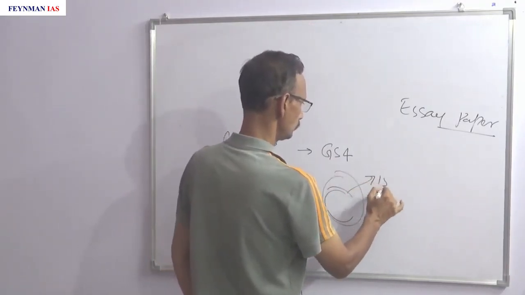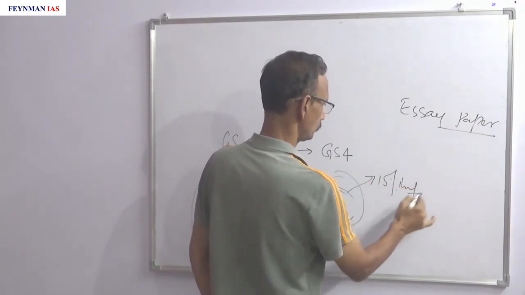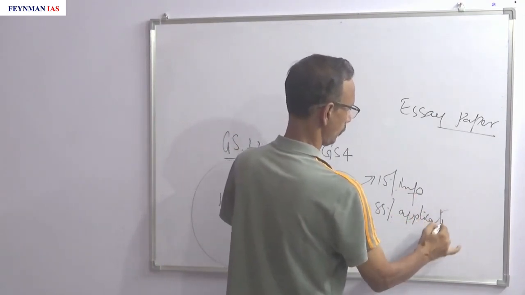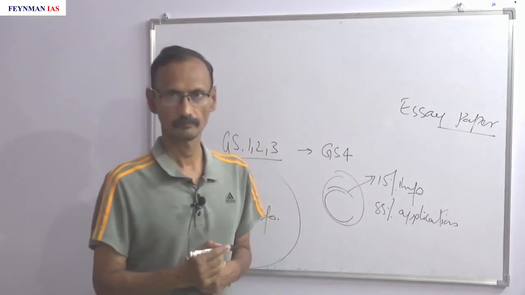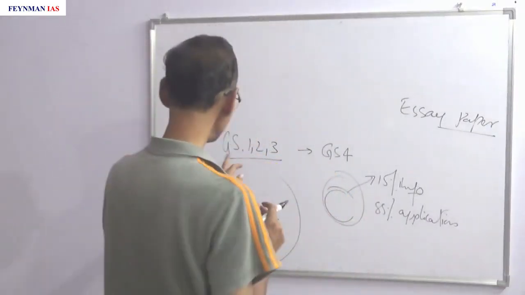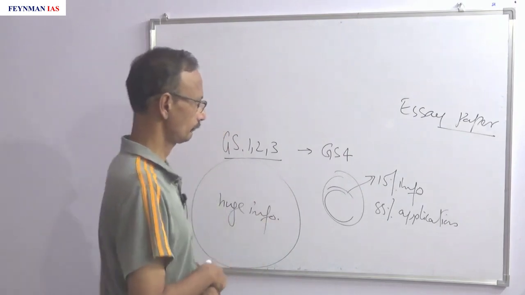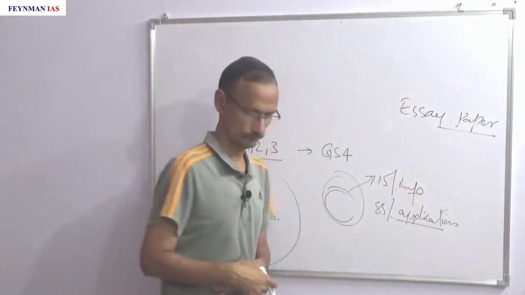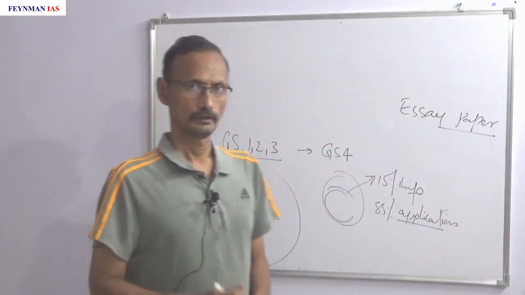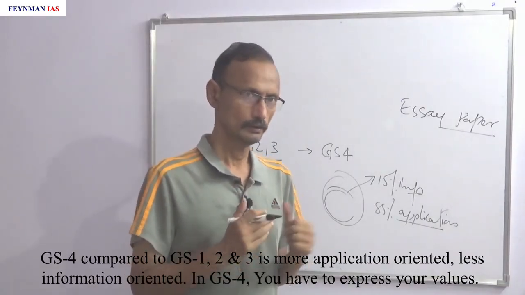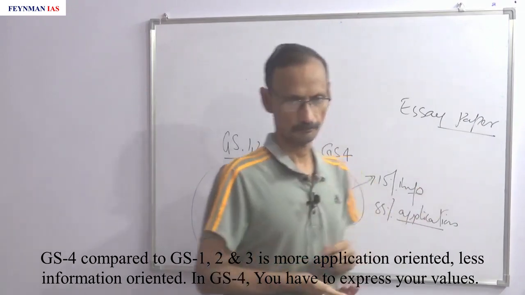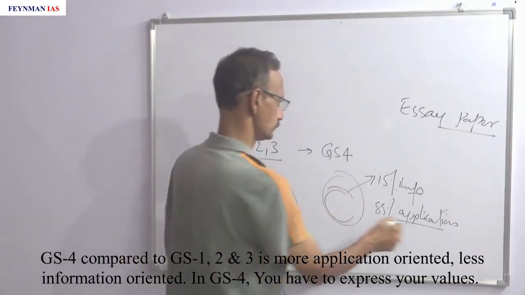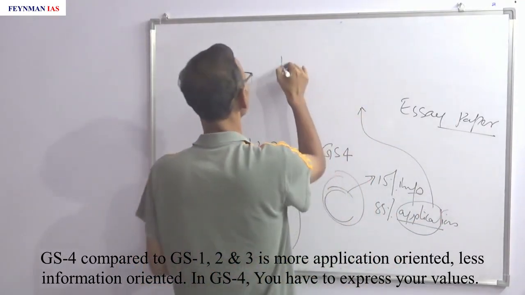We discussed 15% info, 85% application. The difference between GS 1, 2, 3 and GS 4 is less information and more application. And here, what is meant by application? Drawing from various sources.